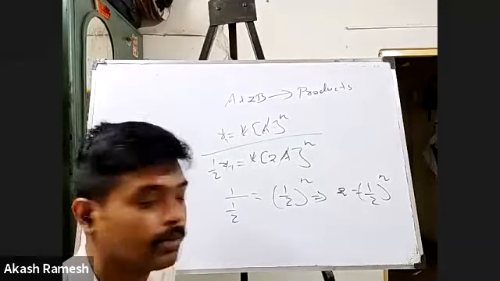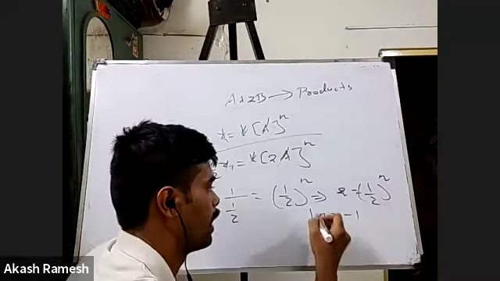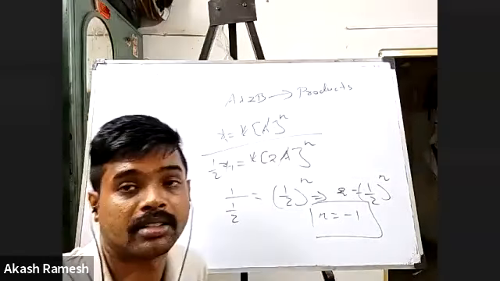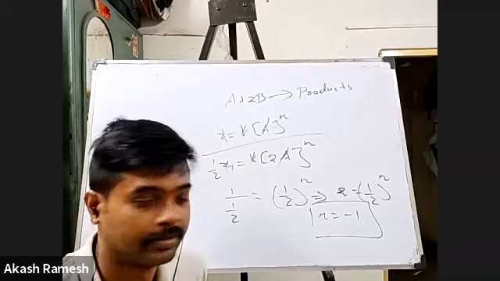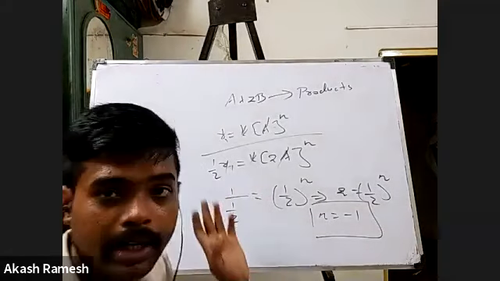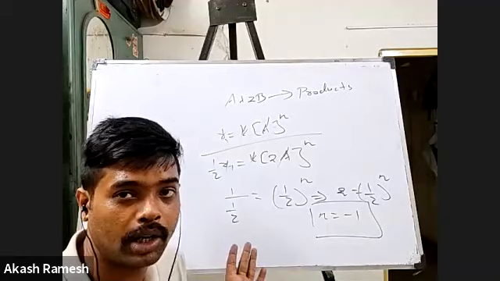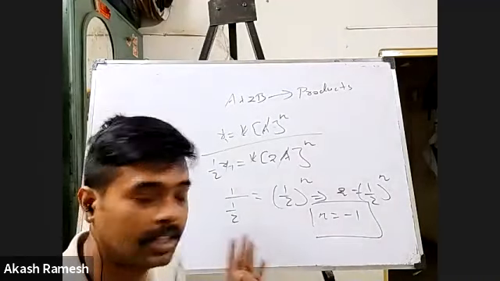What should be the n value? 1 by 2 power what is 2? Good, exactly. So here n is -1. That's the answer, right? So everybody understood. So whatever the method I told you last, just previously, the same method only I'm using.